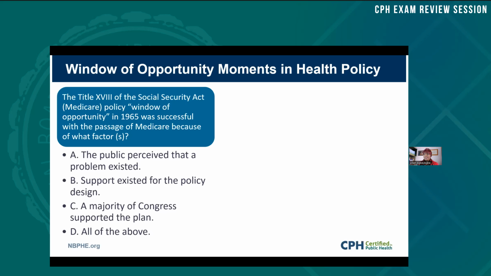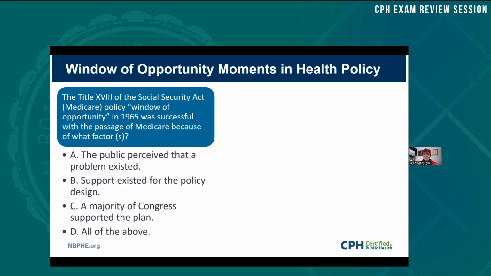So the public perceived that the problem existed because at that time, the baby boomers were looking at it, and these people are going to age, and who's going to take care of them? And then we're saying, okay, funding is going to come through the years. That was the design of the policy. It's not a one-time funding; it's going to be money coming out of Social Security over the years. So we're going to have funding for it. A majority of Congress supported the plan as well.